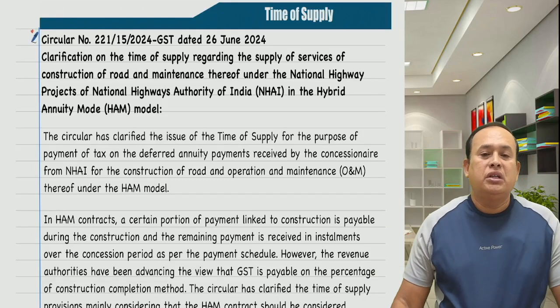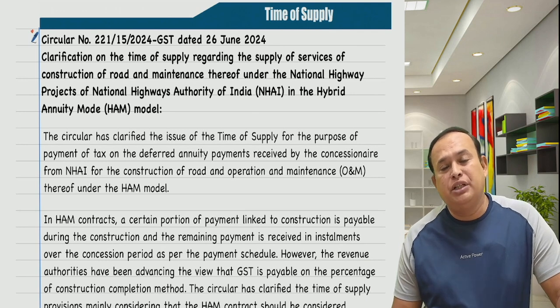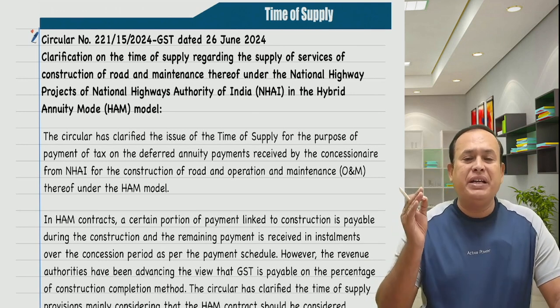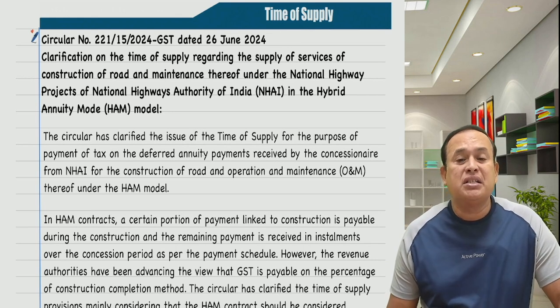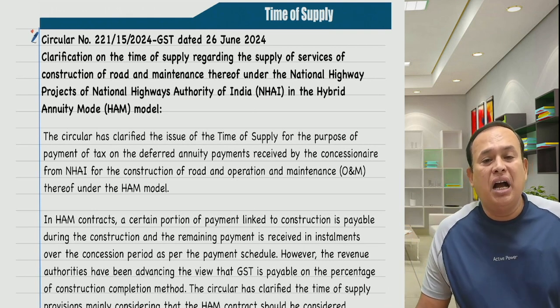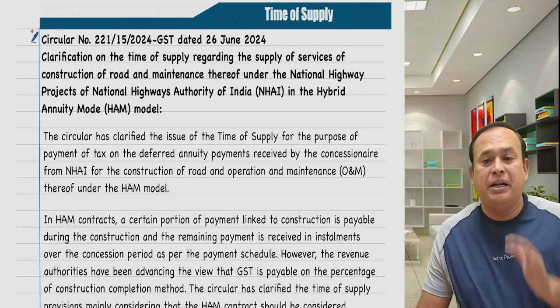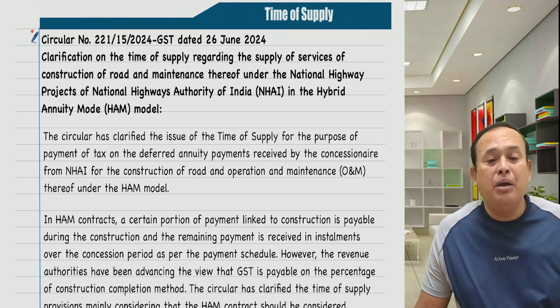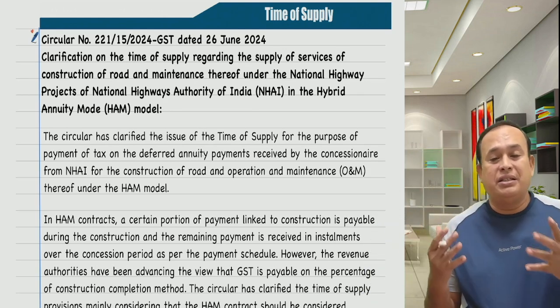Referring to you now, one more important circular with regard to time of supply issued by the CBIC. Clarification on the time of supply regarding the supply of services of construction of road and maintenance thereof under the National Highway Projects of National Highway Authority of India in the hybrid annuity model. How to understand the time of supply?